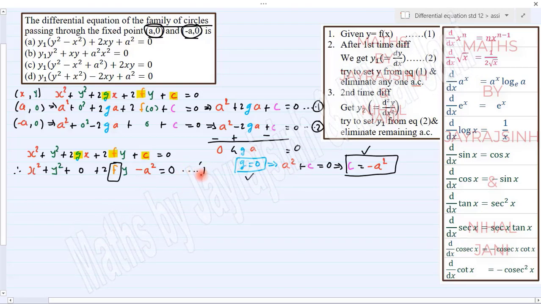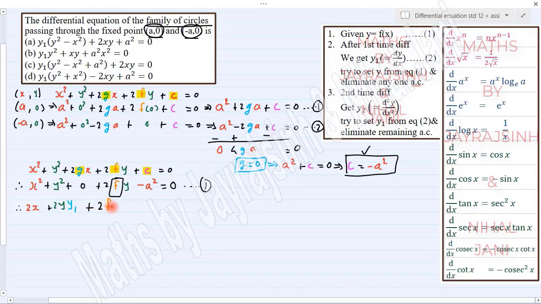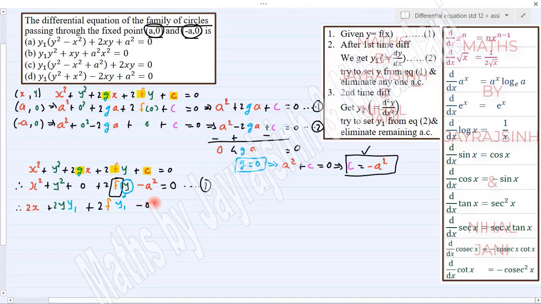So let's say this is your equation number 1 and we are ready to differentiate our equation with respect to x. So we can say differentiation of x square will be 2x, differentiation of y square will be 2y into y1, plus differentiation of 2fy, where 2f is a constant, we just have to differentiate y, which will become y1, and differentiation of a square will be 0.